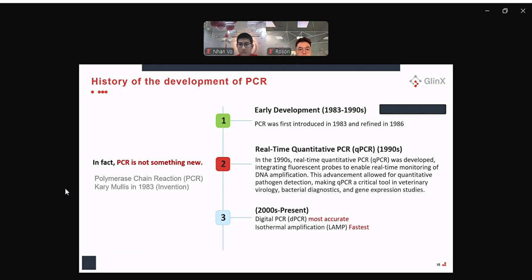PCR was first introduced in 1983 and refined in 1986 with the discovery of Taq DNA polymerase, which allowed for automated high temperature amplification. This breakthrough led to the commercialization of PCR instruments and the widespread adoption of PCR in genetic research. This is the first stage, when PCR was initially discovered.